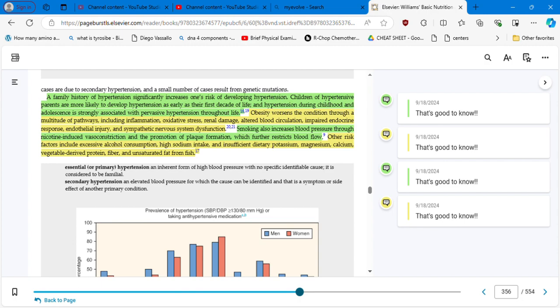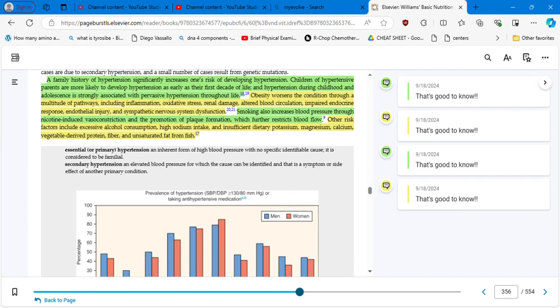Obesity worsens the condition through a multitude of pathways, including inflammation, oxidative stress, renal damage, altered blood circulation, impaired endocrine response. Wow, this is the extent of obesity. Endothelial injury, we spoke about that. Sympathetic nervous system dysfunctions, neurological. So obesity is going to cause kidney dysfunction, is going to cause oxidative stress, which is the aging of the cells, an accelerating process in the aging of the cells, inflammation, poor blood circulation, and so on.